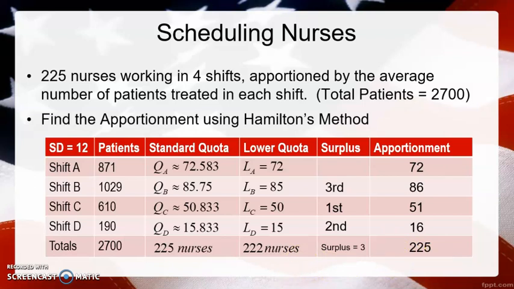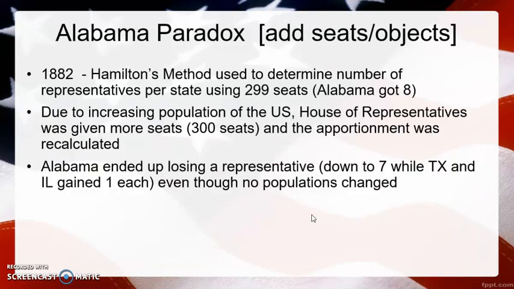So with our apportionment methods, there are some paradoxes that we have to consider and keep in mind. The first one that we're going to talk about is called the Alabama paradox. In 1882, Hamilton's method was used to determine the number of representatives per state using 299 seats, and Alabama got 8.